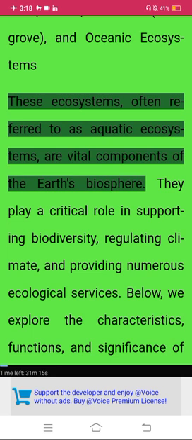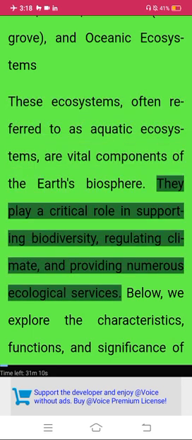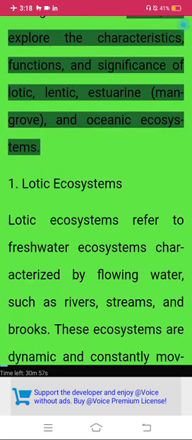These ecosystems, often referred to as aquatic ecosystems, are vital components of the Earth's biosphere. They play a critical role in supporting biodiversity, regulating climate, and providing numerous ecological services. Below, we explore the characteristics, functions, and significance of lotic, lentic, estuarine, mangrove, and oceanic ecosystems.